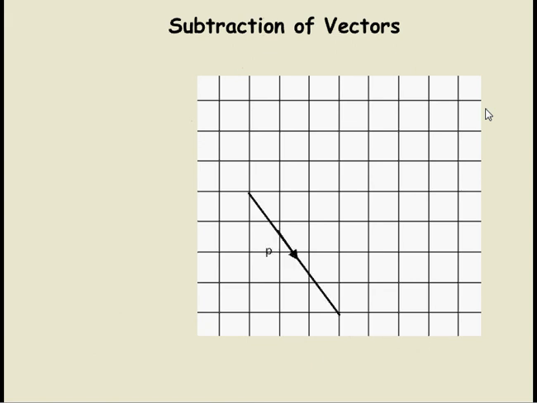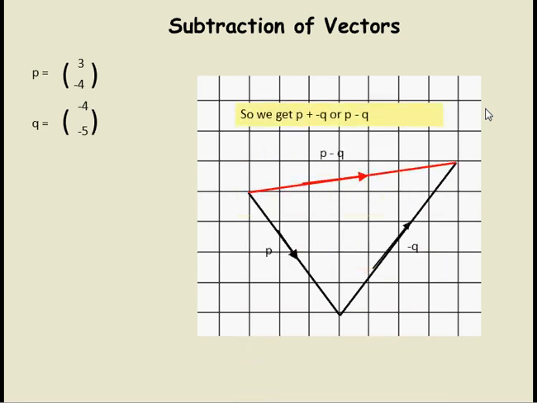So if I want to subtract two vectors, I've got vector p and I've got vector q. If I want to do p minus q, it's better to think of it as p plus -q, because adding vectors graphically is really easy, because you just go from tip to tail. And the resulting vector, or the resultant, is from the start to the finish. So p plus -q is p minus q.